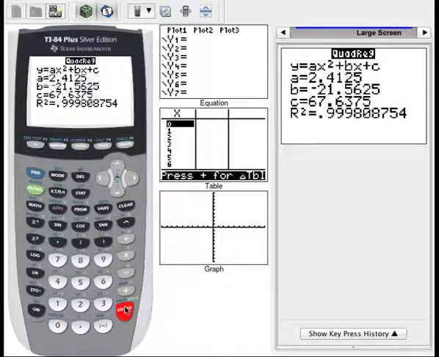All we have to do is just choose a place to round to. I'm going to round to 2 decimal places, and then we enter those values in for A, B, and C, and we'll get our quadratic function. So our quadratic function would look like this: y equals approximately 2.41 x squared minus 21.56 x plus 67.64. And that R value is 0.999808754. That's a really very strong indicator that this is a very good fit for our data, that this quadratic function does model this data very well.